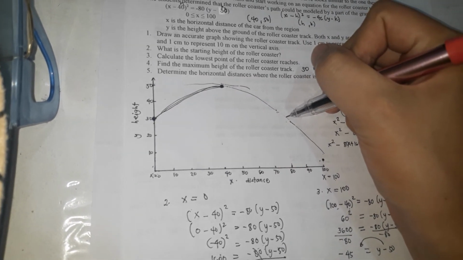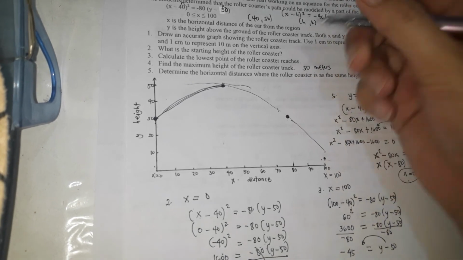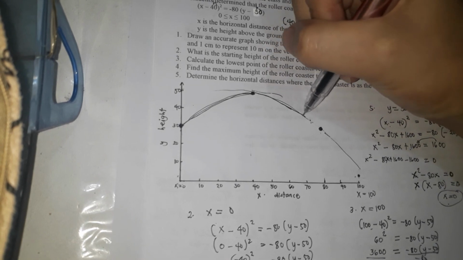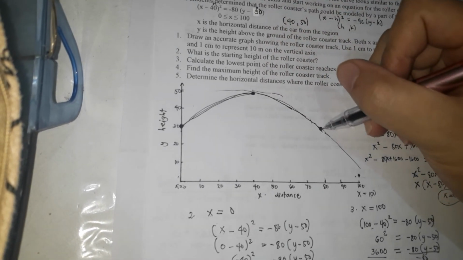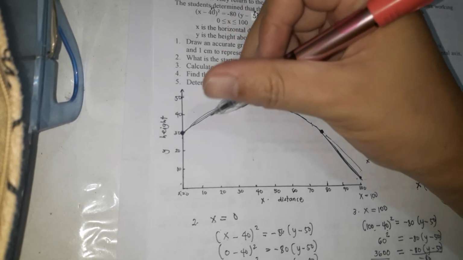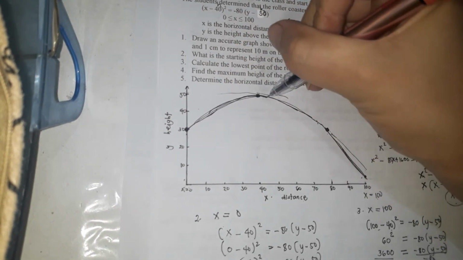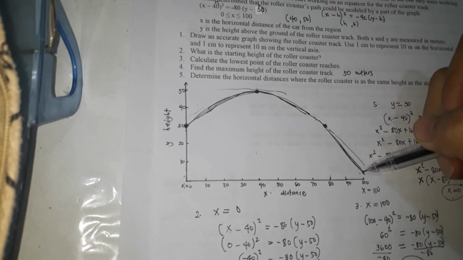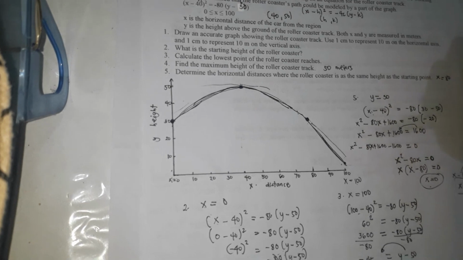Kung 80, 30. So, kapag i-draw na natin yung roller coaster, ganito ang madadraw natin. So, ganyan. So, ganito ang roller coaster. So, galing siya dyan, pababa siya dito. Sa lowest point yan, which is 5.